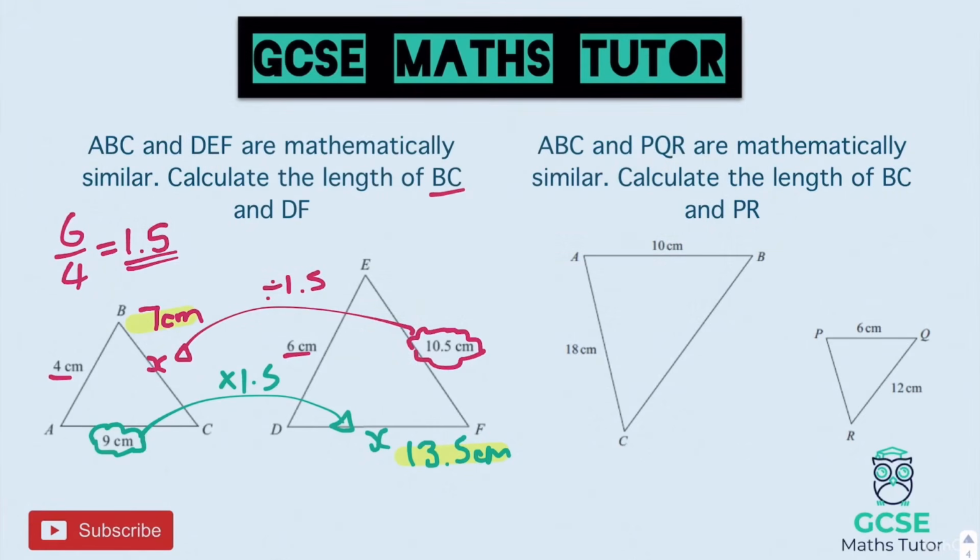On to the next one. Finding our similar lengths here, we've got 10 and we've got 6. So 10 divided by 6, and this doesn't give us the nicest of scale factors, it gives us 1.6 recurring.